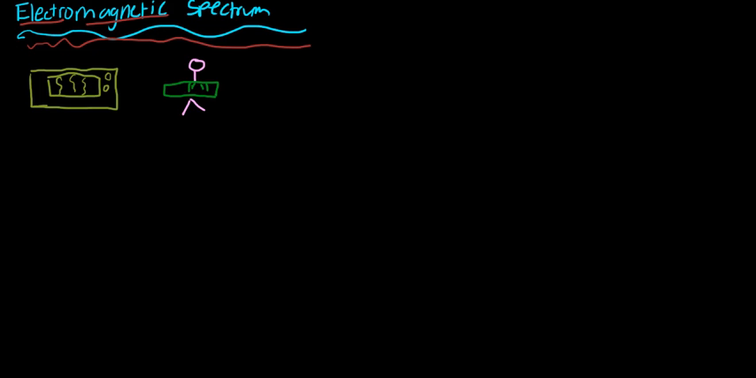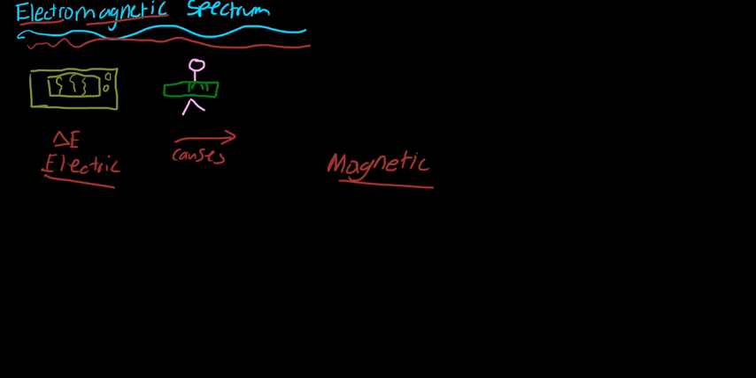So we know that we have two fields, the electric field and the magnetic field. We also have other fields such as gravity, but these are just two of them. Now, what's interesting about the relationship between these two is that a change in the electric field, delta E, causes a change in the magnetic field, and vice versa. A change in the magnetic field causes a change in the electric field.